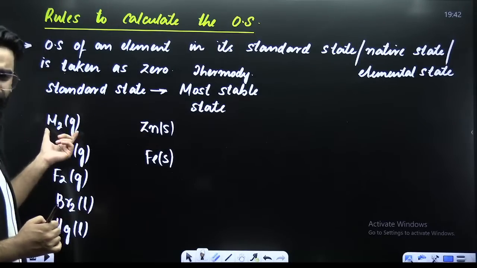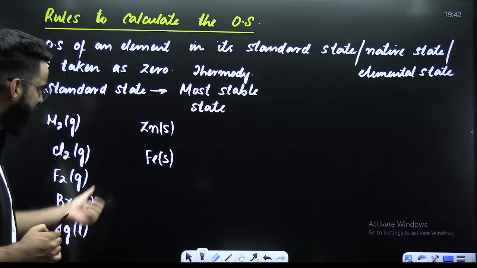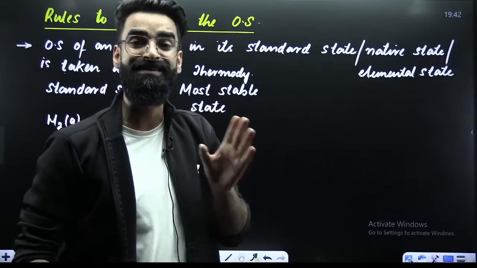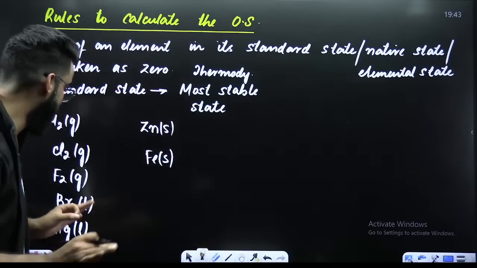This is the standard state of hydrogen. This is the standard state of Cl2, right? Fluorine, bromine, mercury, zinc, iron. And whenever you have any element present in its standard state or native state or elemental state, its oxidation state is taken as zero, right?